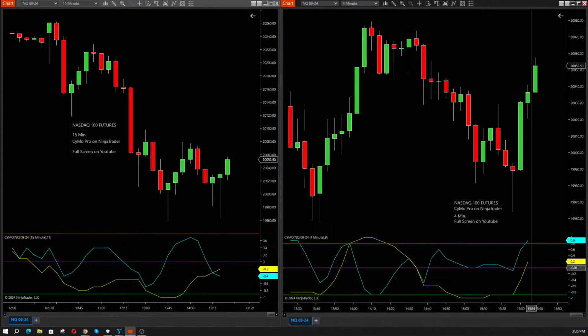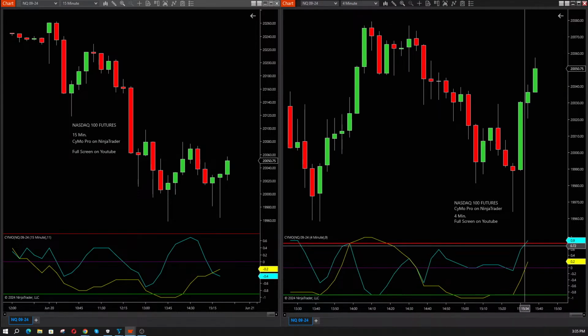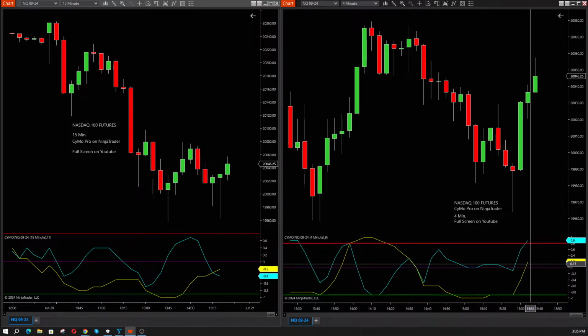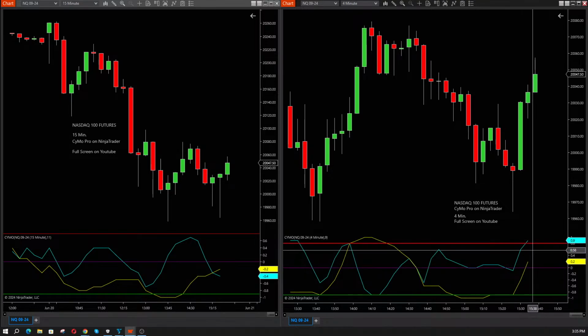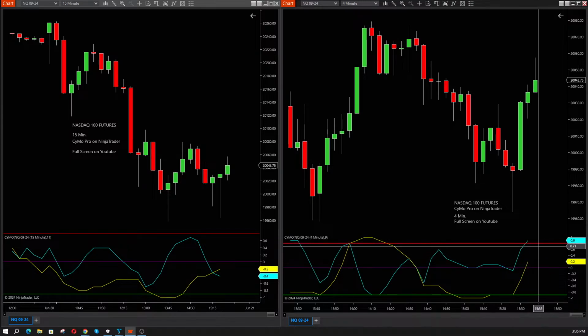So what do we know about momentum and the cycle? The cycle line stretched all the way up here. Momentum is following through right here, going to the upside. Let's see what happens. Typically this trade will end whenever cycle crosses with momentum. So let's see how that plays out.